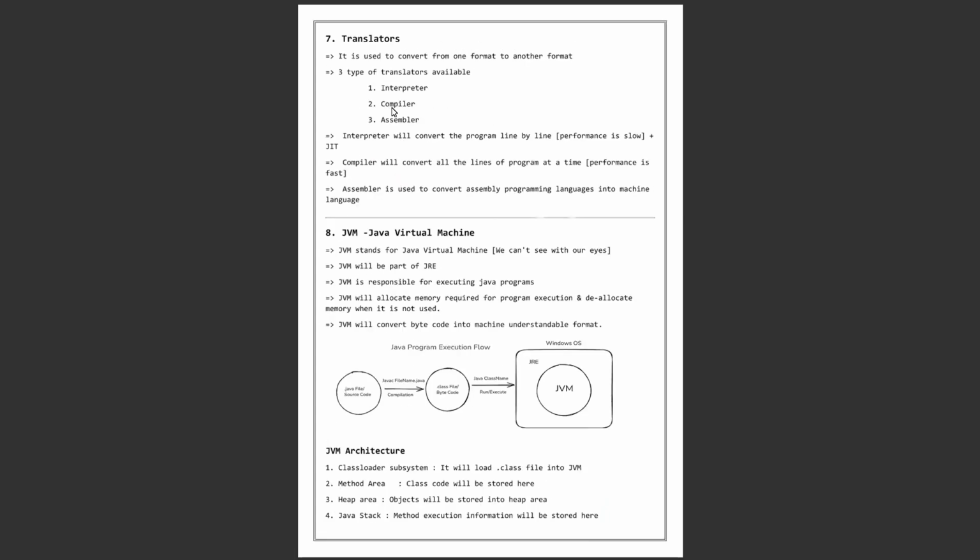So mainly there are three types. What is a translator? It is used to convert one format to another format, like our understandable code to machine language understandable code. There are three types of translator: interpreter, compiler, and assembler. So by these three types, we can convert the Java program into machine code.